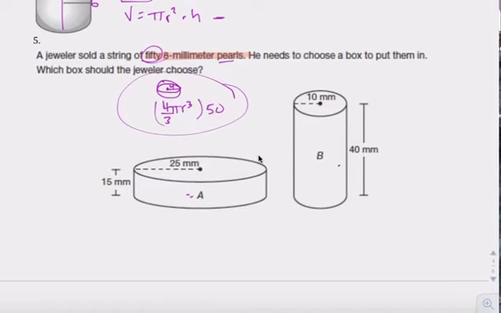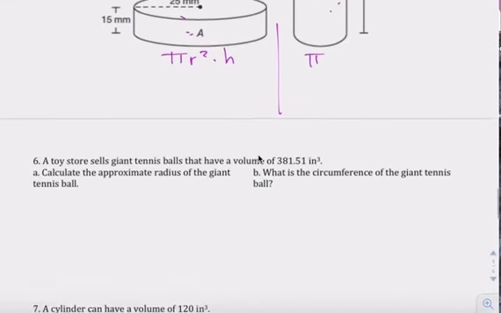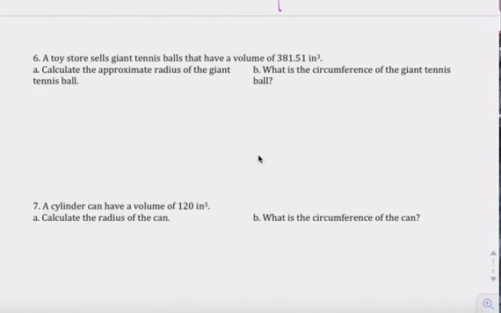And now which of these will fit this? So you need to find the volume of each one of these and see which one 50 pearls would fit in. One of them is too small. The other one is big, but it will fit in both of them. Okay.